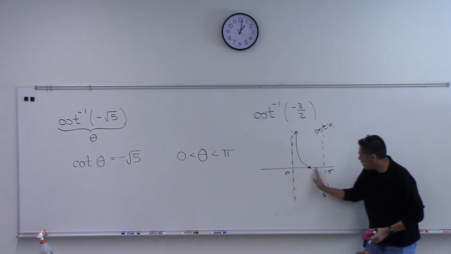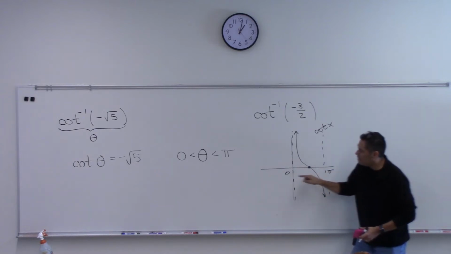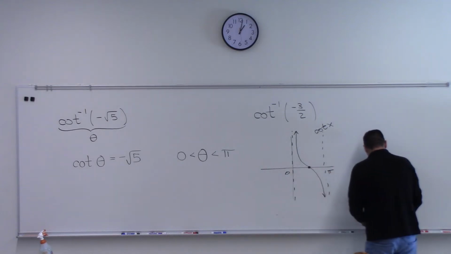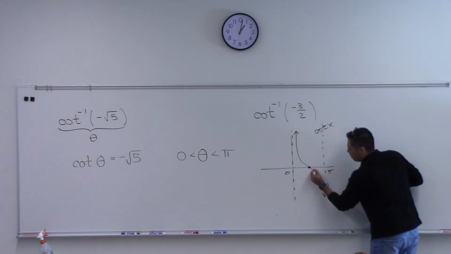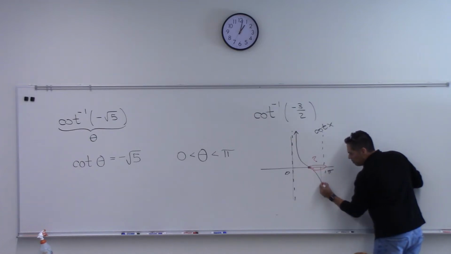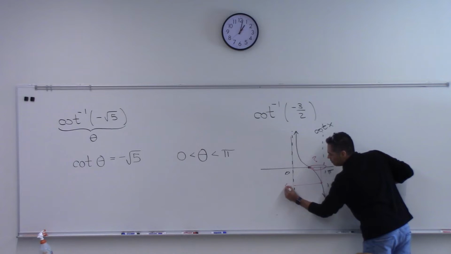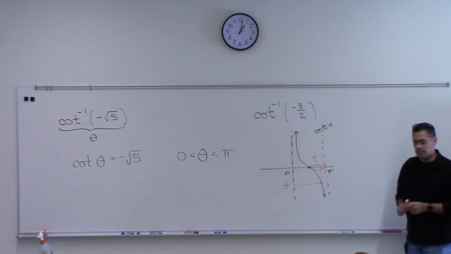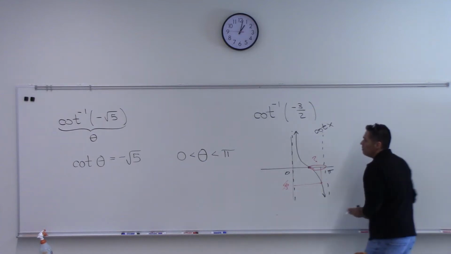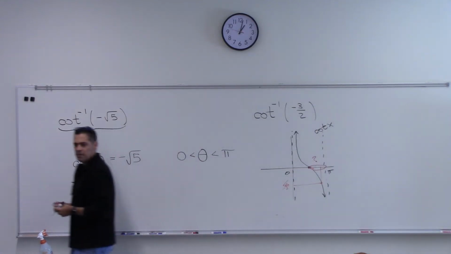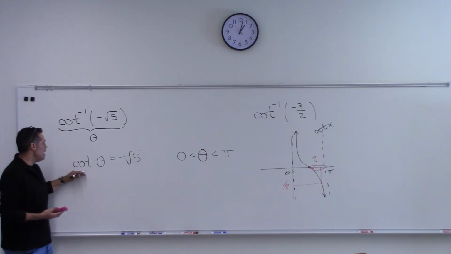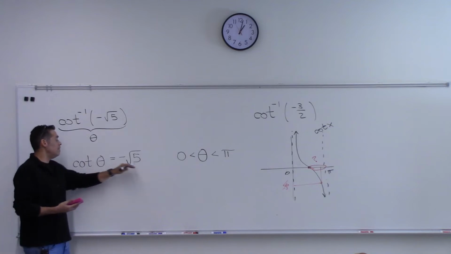So what we're saying is, where in here, at what angle, when you plug it in, do you get negative square root of 5 to come out? Somewhere in here, I plug in and I would get a value of negative root 5. This is just to understand what we're asking. This means find the angle when you take cotangent of it, you get this.